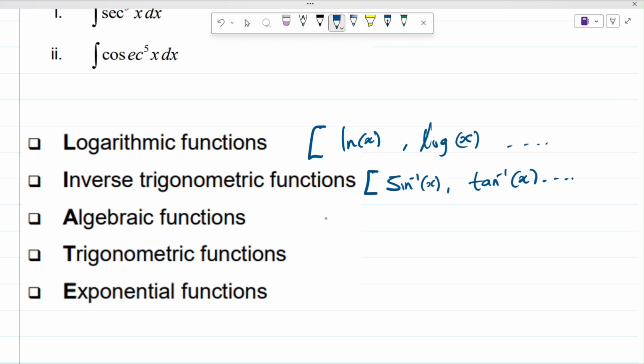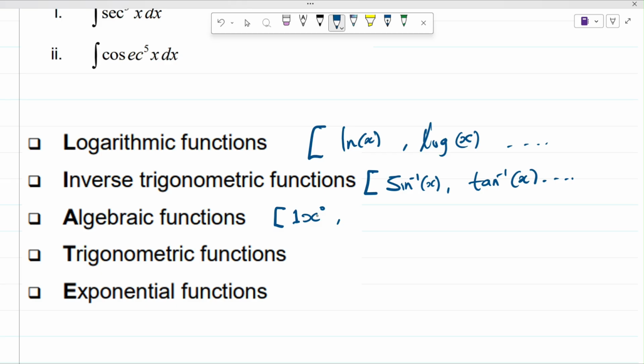And then algebraic functions, this is your x to the power of 0. That means it's a constant. For example, in most cases it's going to be 1. So if we have another function as 1, then we need to know that it's part of the algebraic functions. It could be 1 or anything, 2, 3, constants.